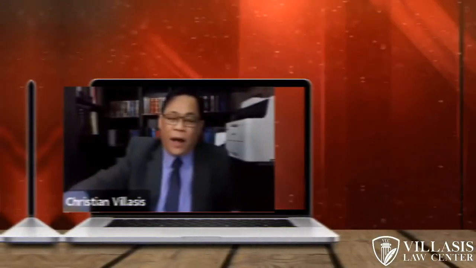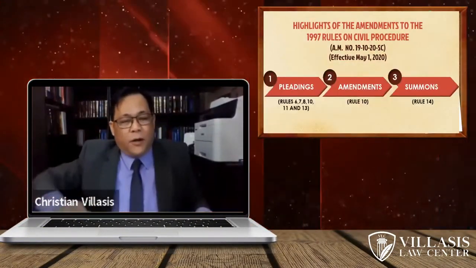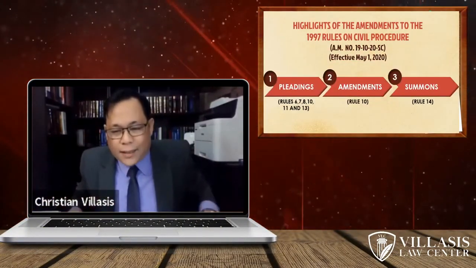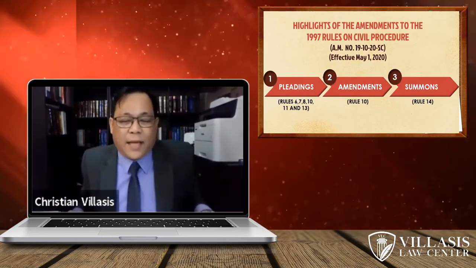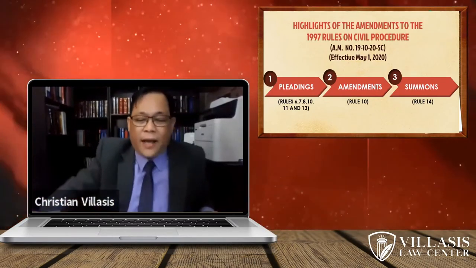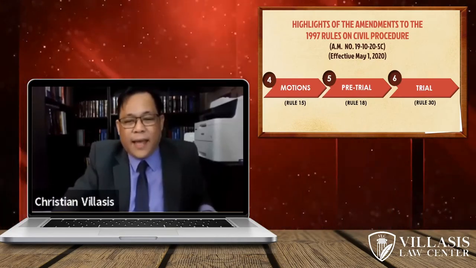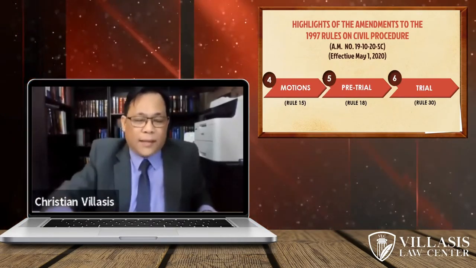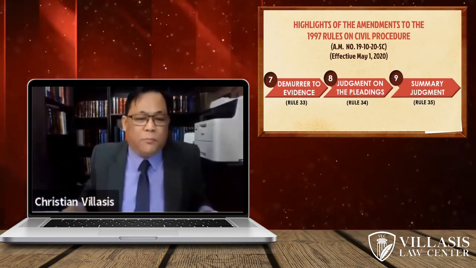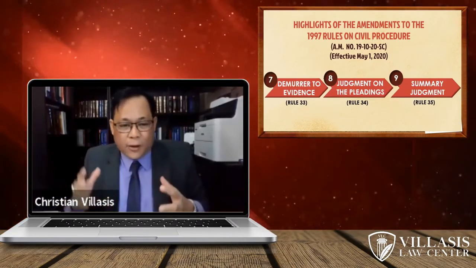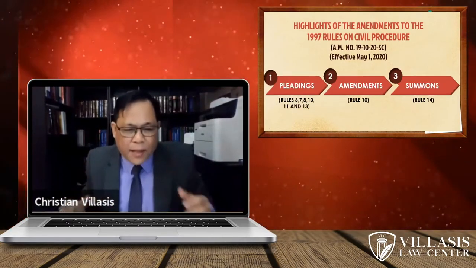On the new rules on civil procedure, the 2020 Rules on Civil Procedure were promulgated by the Supreme Court precisely, my friends, because of the Supreme Court's rulemaking power, or the power of promulgation. So let me begin. If you study the amendments carefully, you will realize that there are only 9 areas to consider. What are these? Amendments under the rules on pleadings, which I will lump together: Rule 6, 7, 8, 10, 11, and 13.